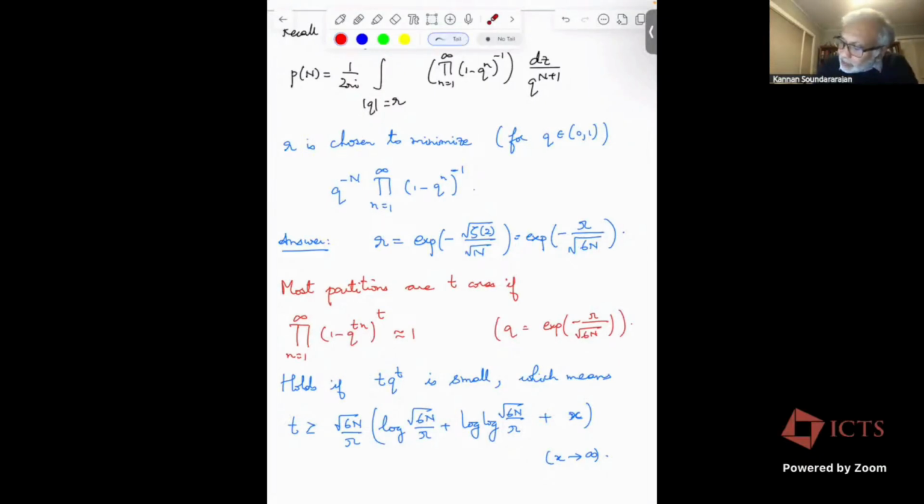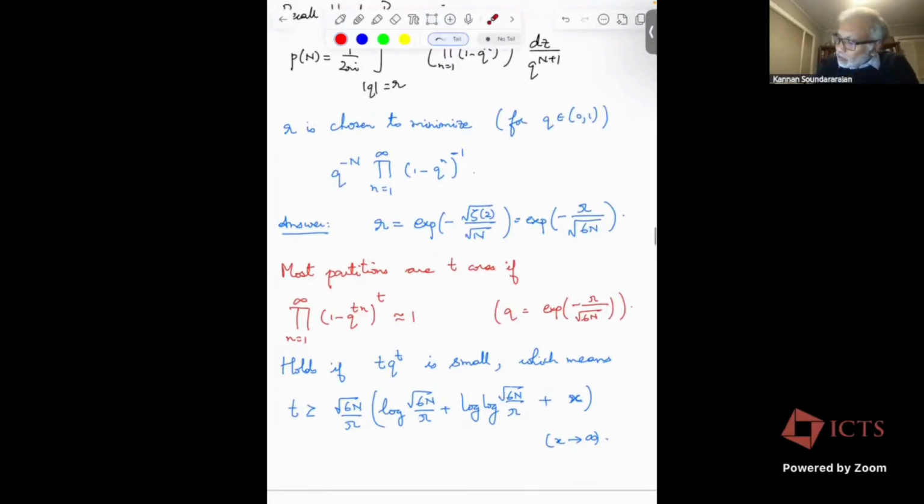Well, roughly speaking, I want this to be close to 0. If it is close to 0, then the only value that matters is n equals 1. For n equals 2 and 3 and so on, it's going to be even closer to 0. So this is close to e to the minus q to the t. And then the question is, when is t times q to the t small? If that is small, then I get the exponential of something like e to the minus t times q to the t, and that's going to be close to 1. So the question is, when is that going to be small?